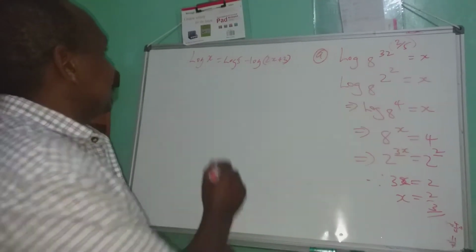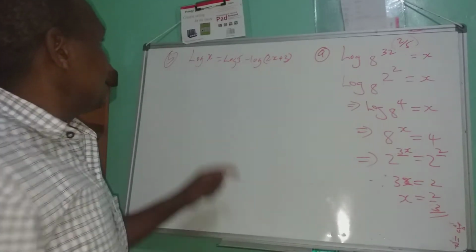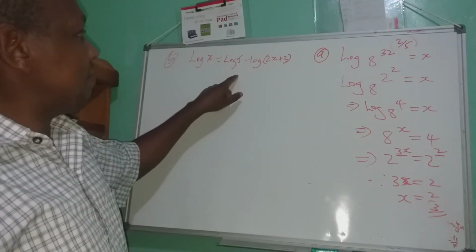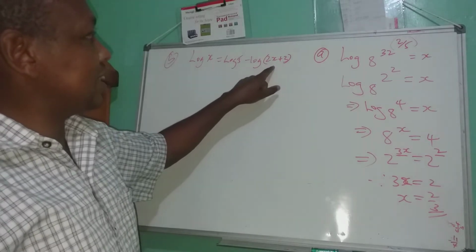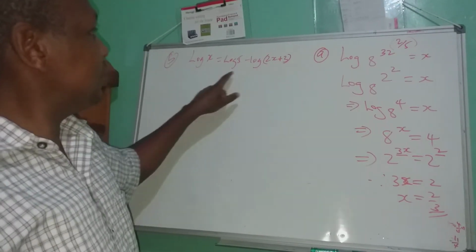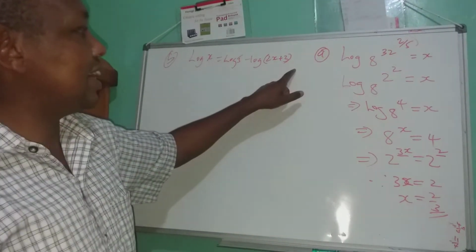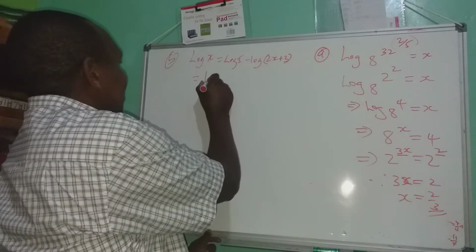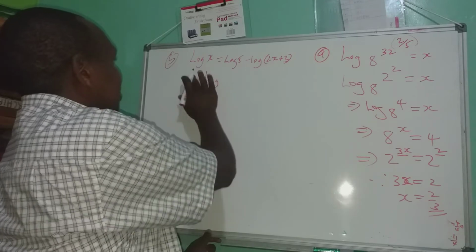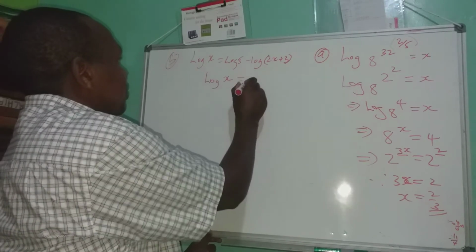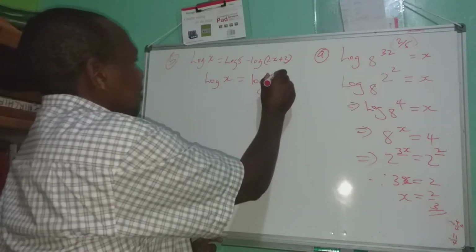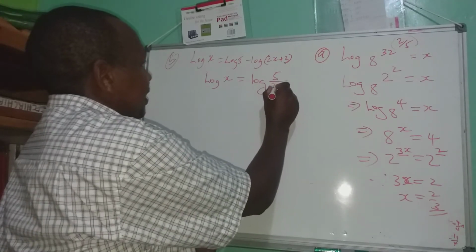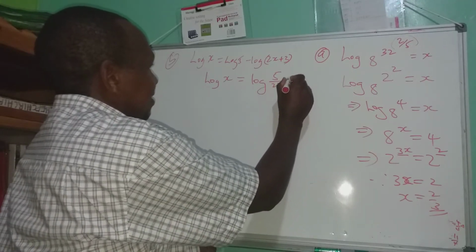We can look at this other question here. Logarithm of x is equals to logarithm of 5 minus logarithm of 2x plus 3. An assumption here is that all these logs are to base 10. Therefore, you can have logarithm of x is equals to logarithm of 5 divided by 2x plus 3.